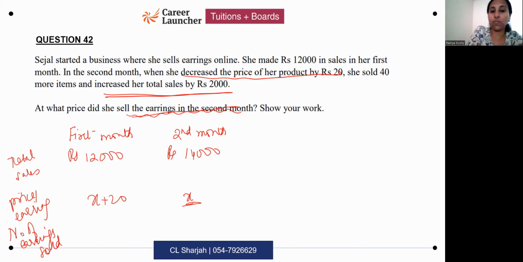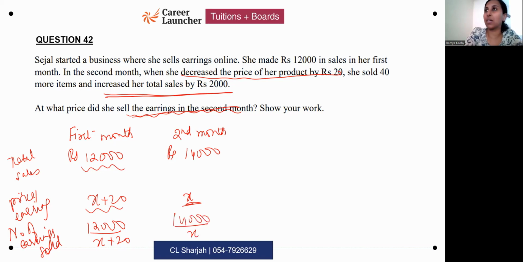So the number of earrings sold in the first month will be total sales divided by price per earring: 12,000 divided by X plus 20. What is the number of earrings sold in the second month? Total, however much money I got, 14,000 divided by price per earring. What quantity connects these two? Read the question. What have we not used?